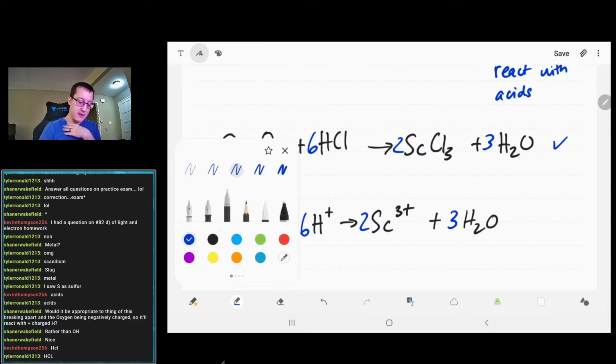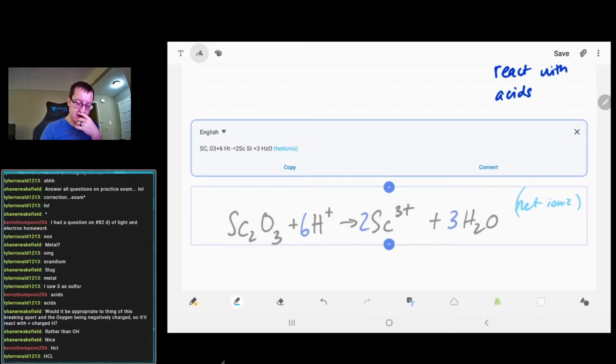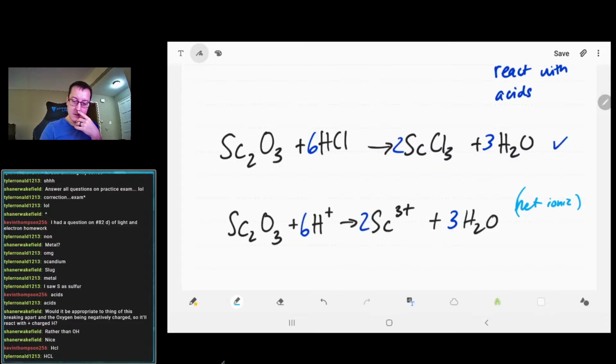Just so we know, this would be the net ionic equation right here. So it's exactly the same thing. It's just written as a net ionic equation instead of a molecular equation. So we've just basically gotten rid of chloride. But net ionic equations, remember, you could throw in whatever spectators you want to balance things out. So you could put nitrates in there, you could put iodide, something negative to balance it out, but it doesn't matter.